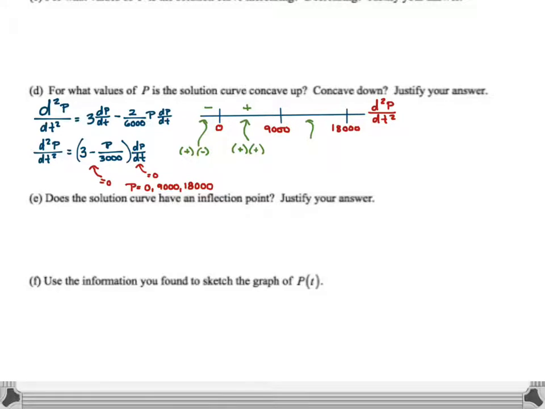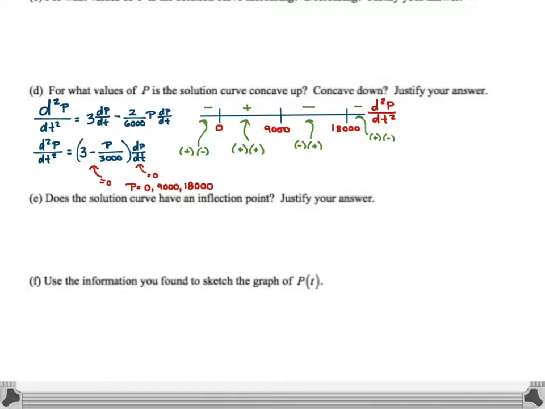From 9,000 to 18,000, 3 minus p over 3,000 is negative. From 9,000 to 18,000, the first derivative is positive, and so that's a negative value. And then greater than 18,000, 3 minus p over 3,000 is positive, and dp/dt is negative, so that's a negative value.